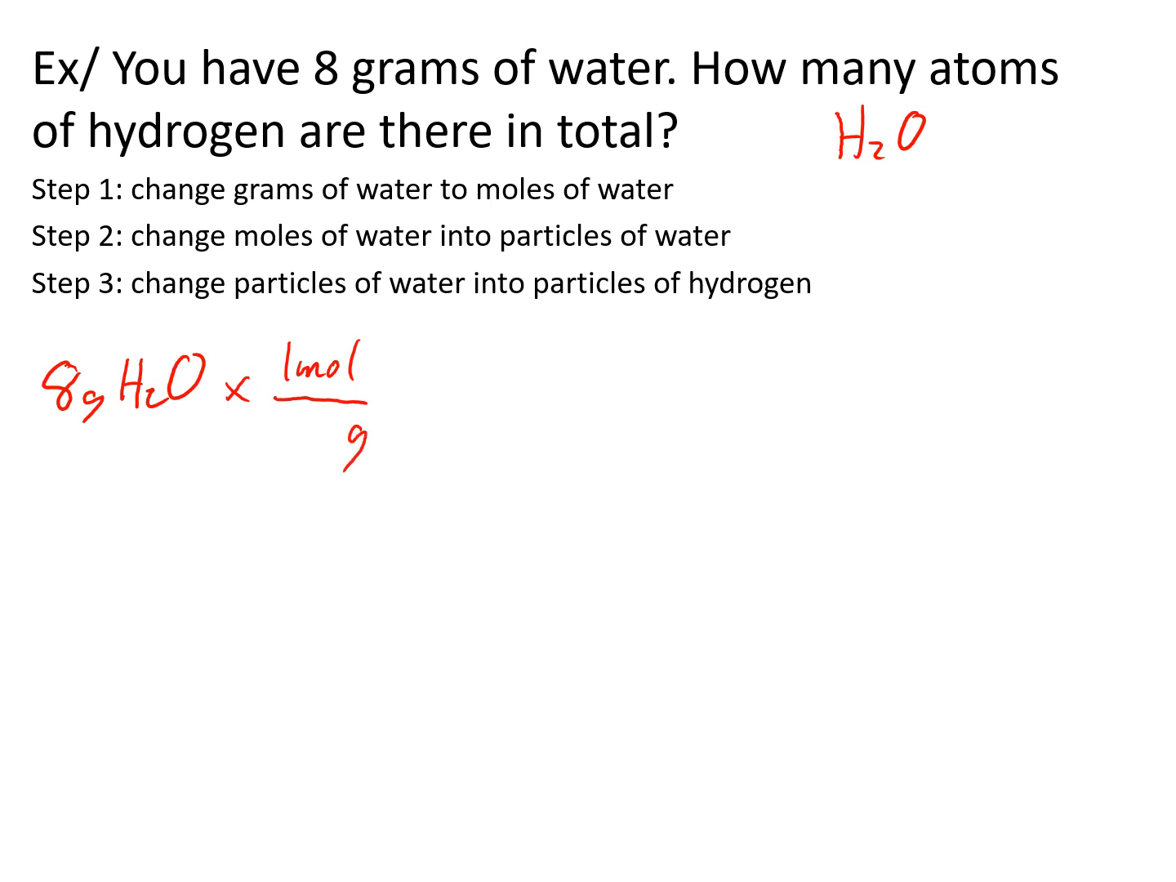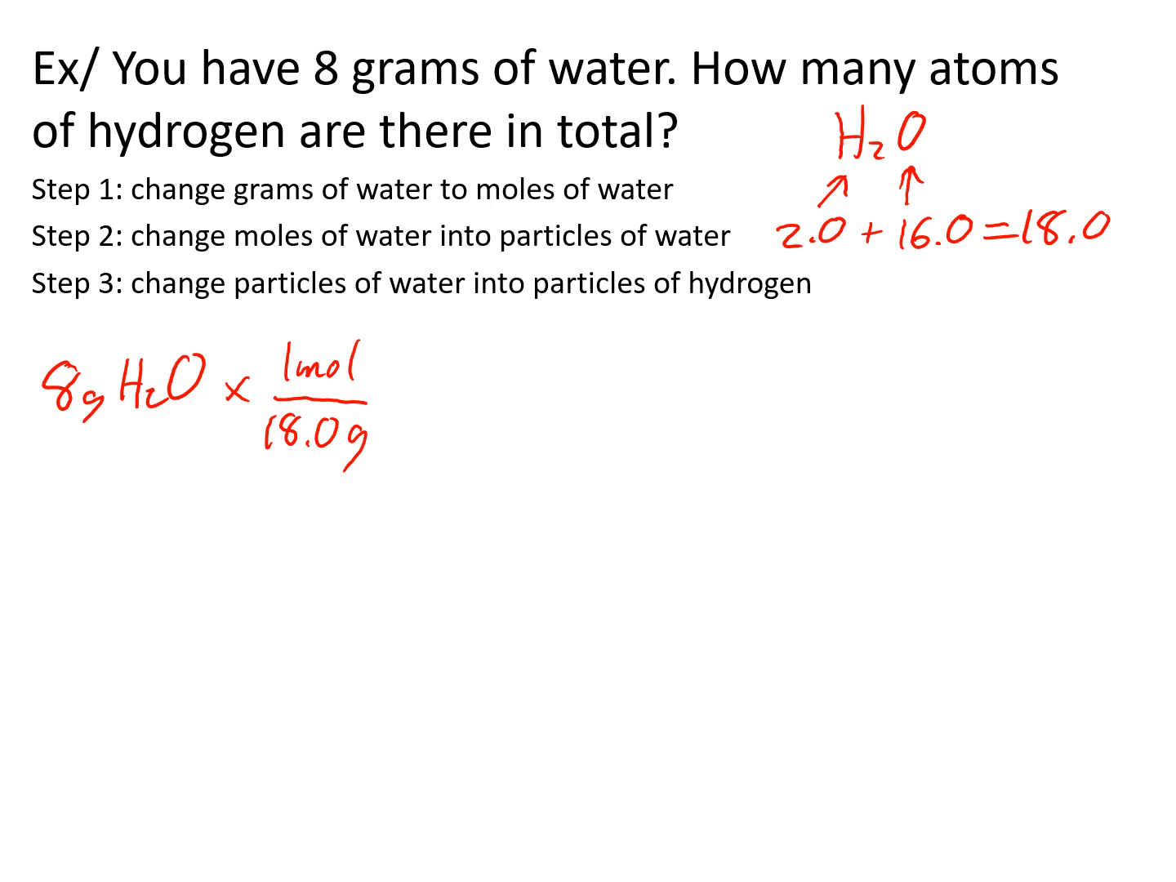Now, H2O, the molar mass of hydrogen is 1, so there's 2 of them right there, so it's going to be 2.0 plus, and the molar mass of oxygen is 16, making the total 18. Okay, so I'm going to put 18 down right there. So if I just did this calculation, I would have moles of water. But I don't want moles of water. I want to get into particles or eventually atoms.